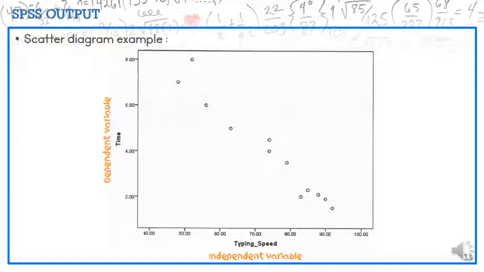So now we are going to look at some examples from the SPSS output. So here is a scatter diagram example from the SPSS output. In your x-axis here is typing speed. So this is your independent variable, and time is your dependent variable y. So as you can see here, there is a negative relationship between these two variables.